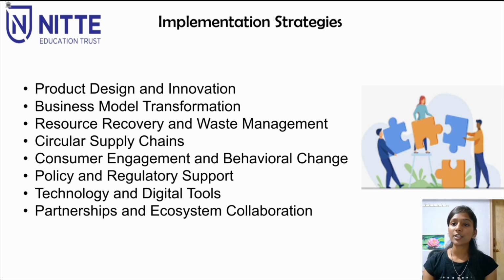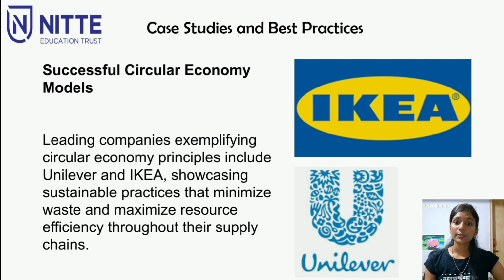So next comes the partnerships and ecosystem collaboration. The objective is to foster collaboration across industries, governments, and communities. The strategies include public-private partnerships, industry alliances for circular standards, and cross-sector innovation hubs and pilots. Now let's look at the successful circular economy models. So leading companies exemplifying circular economy principles include Unilever and IKEA, showcasing sustainable practices that minimize waste and maximize resource efficiency throughout their supply chains.